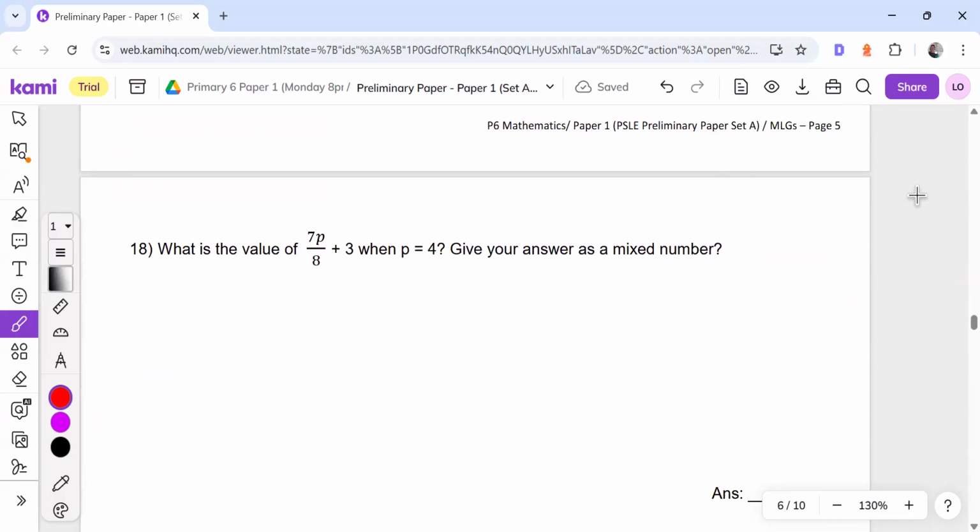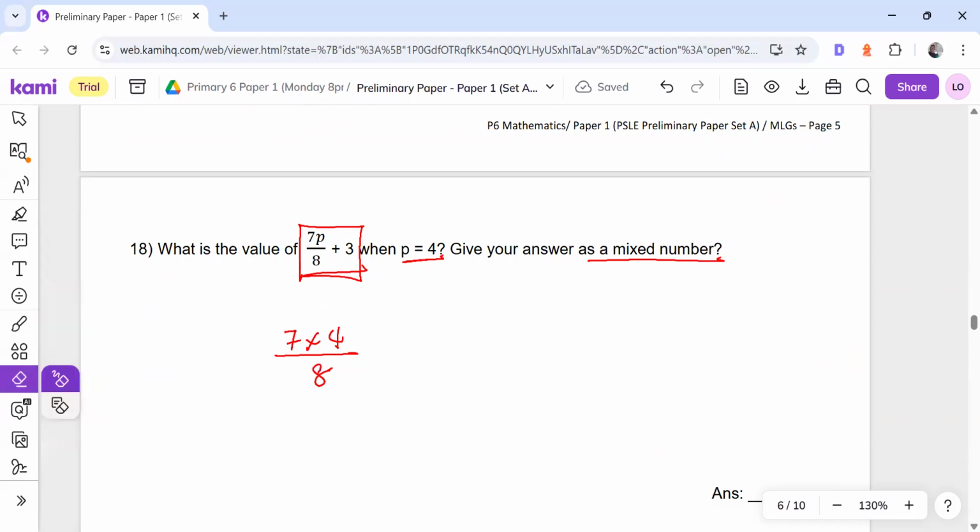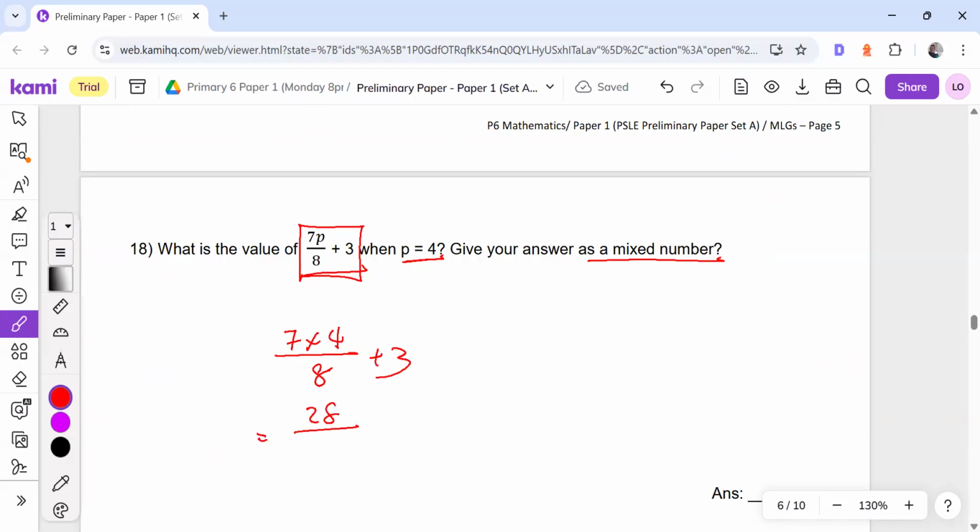Question 18. P is equal to 4. Can you give your answer as a mixed number? Now, when you do this kind of question, don't break up the steps. For 7p, just write 7 times 4 over 8 plus 3. Don't break up the steps. What do I mean by don't break up the steps? It means you don't break up the steps like this, because then where's your plus 3? Your plus 3 is not there. So put them together. Then 7 times 4 is 28 over 8. Then continue to put them together.